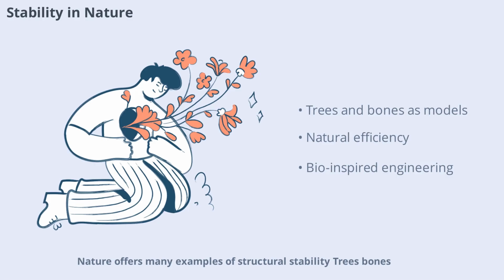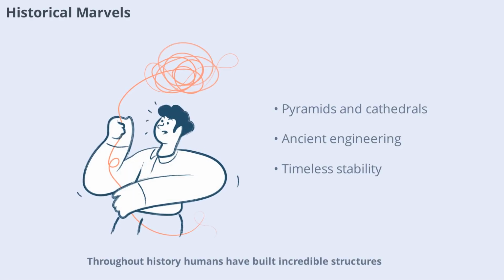Nature offers many examples of structural stability. Trees, bones, and shells have evolved to withstand various forces. For example, tree trunks are flexible yet strong, allowing them to sway in the wind without breaking. Studying natural structures inspires engineers to develop innovative designs that mimic these efficient forms, leading to more resilient and sustainable buildings.